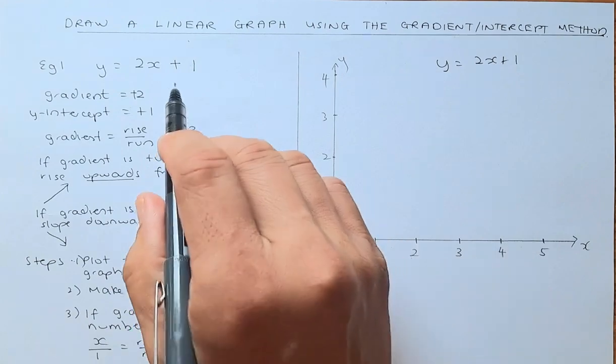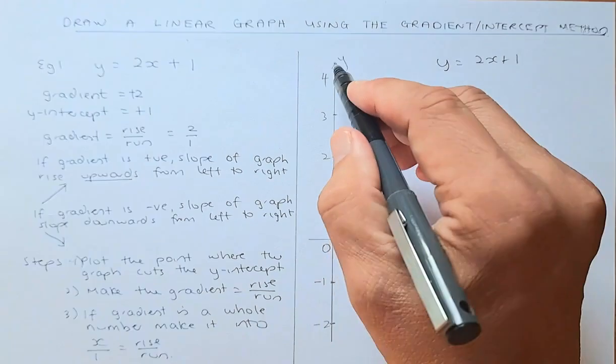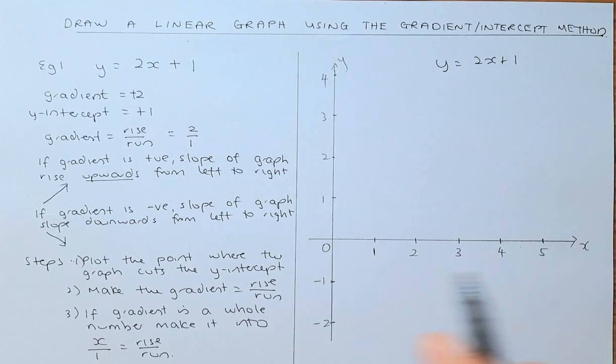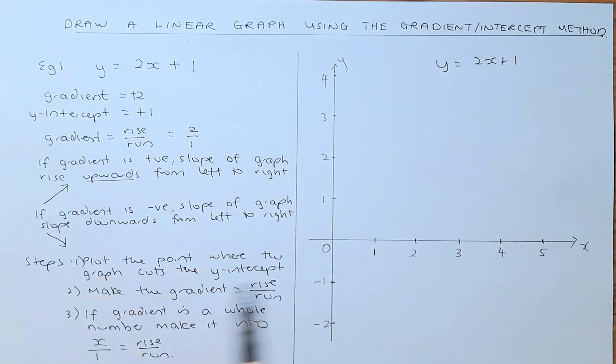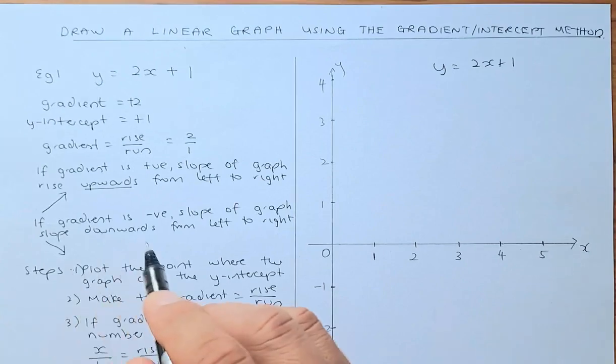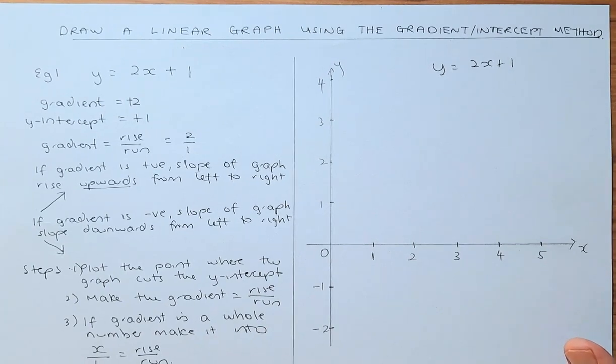And the y-intercept is just the number on its own, the constant. That is where the graph is going to cut the y-axis. You also need to know that if the gradient is positive, then the graph is going to go upwards. If the gradient is negative, then it's going downwards. In our case, our gradient is positive 2, so the graph is going to go up that way. Now we will do the steps, and then we will see how fast we can do it, in maybe less than 10 seconds.